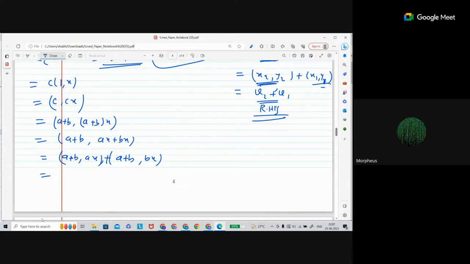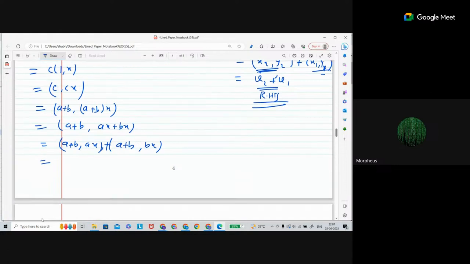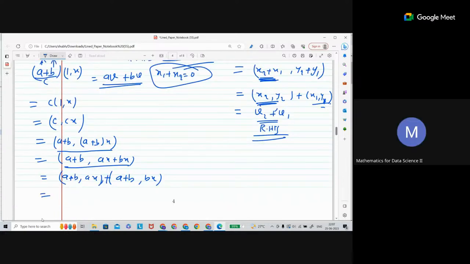Can I quickly ask, how did you get the previous step, sir? This one. After that. Yes, sir. C is actually A plus B. No, not that one, after that. The last line, sir. The last line. Yes, sir. This is the usual addition you have, no? So that means coordinate wise addition.